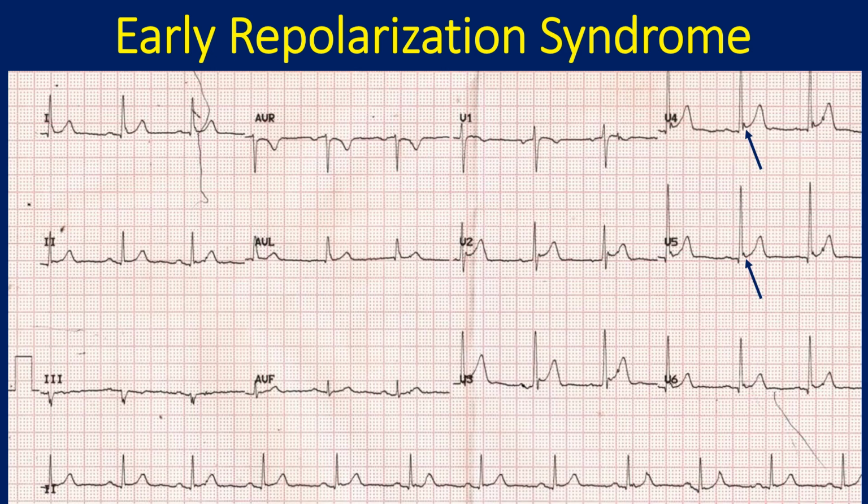ECG showing early repolarization syndrome. Concave upwards ST segment elevation with notch at the end of the QRS complex or a slurring of the terminal QRS seen in lateral leads is characteristic of early repolarization syndrome. This one apparently belongs to the type 1 described above.